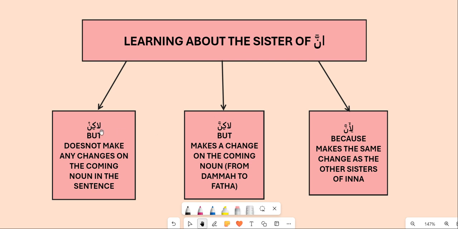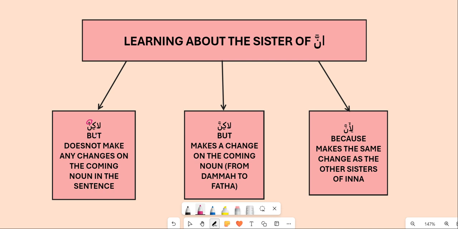So Lakin is also there, and there is a little bit of difference between all these. Let's check first of all about Lakin. What is the difference between lakin and lakinna? As you can see, in lakin, the last letter is having a sukoon over the noon. So this lakin means but.